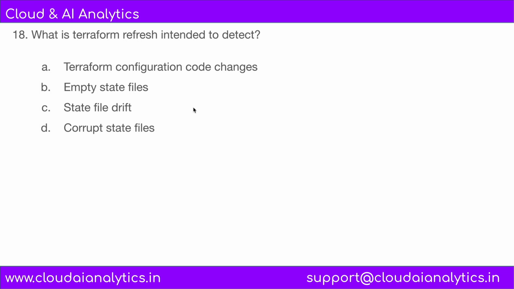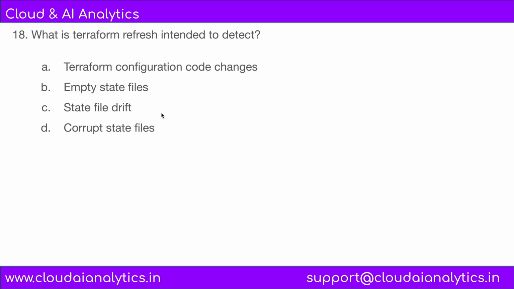So why are the other options incorrect? Basically option A, Terraform configuration code changes. This is handled by Terraform plan and Terraform apply. The next option, empty state files: Terraform will usually error out or recreate them, and Terraform refresh doesn't fix that. And the last option, corrupt state files: you need manual repair or restore from backup, and not Terraform refresh. So Terraform refresh is intended to detect if there is any drift in the state file.